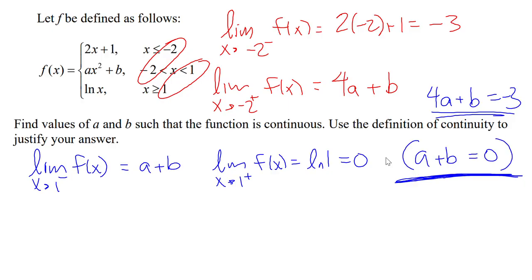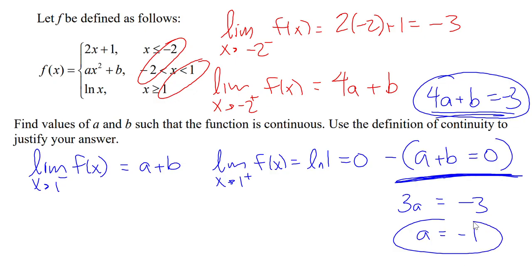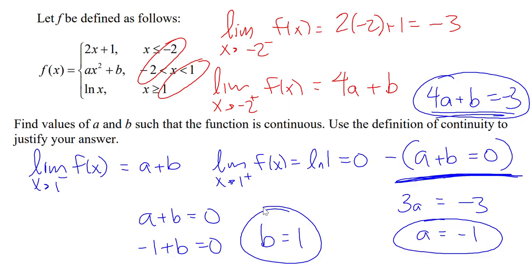But if I just subtract a plus b equals 0 from 4a plus b equals -3, the 4a minus the a is going to give me 3a. Okay? And the b minus the b will cancel out. We're able to just subtract those away. And -3 minus 0 is -3. So we just get a equals -1. And if a equals -1, since a plus b equals 0, then -1 plus b needs to equal 0, or b needs to equal 1. So if a is -1 and b is 1, then this function should be continuous for all real numbers.